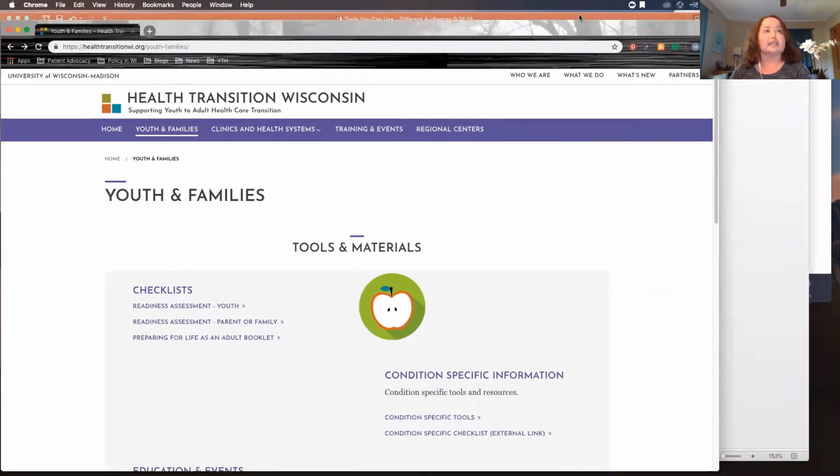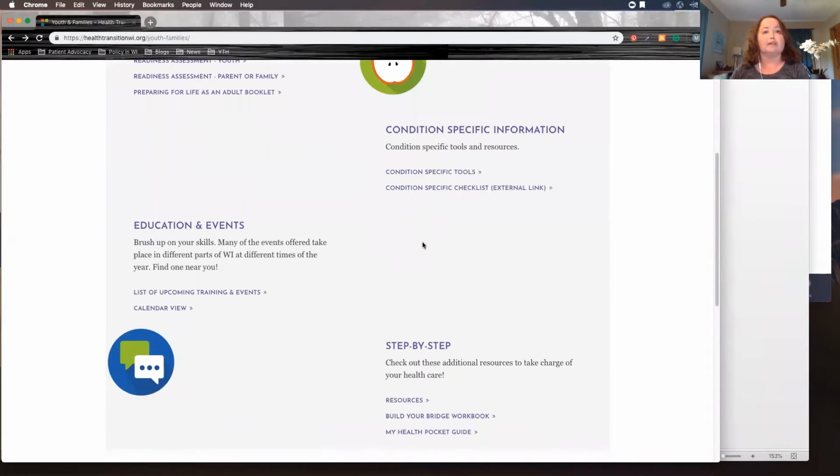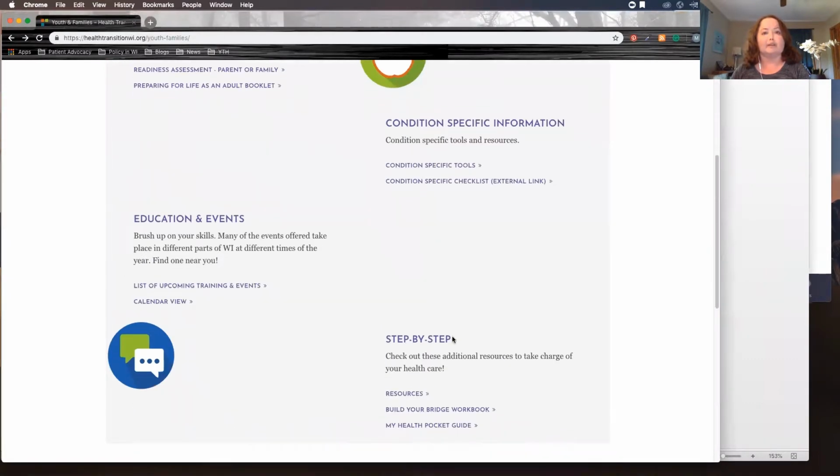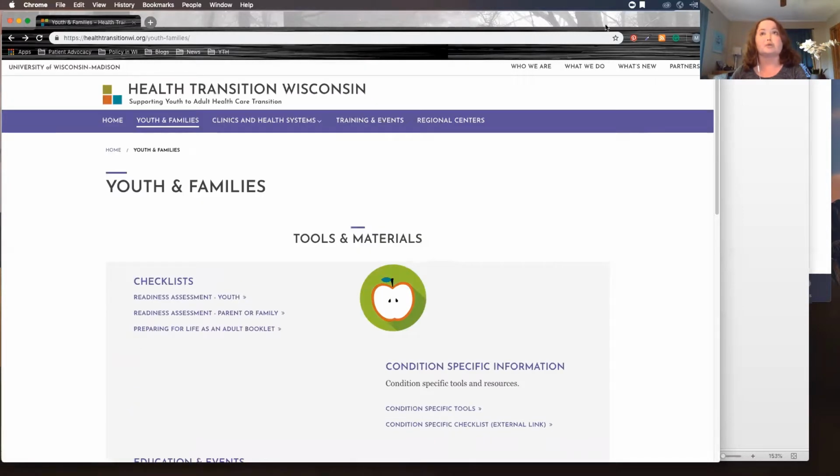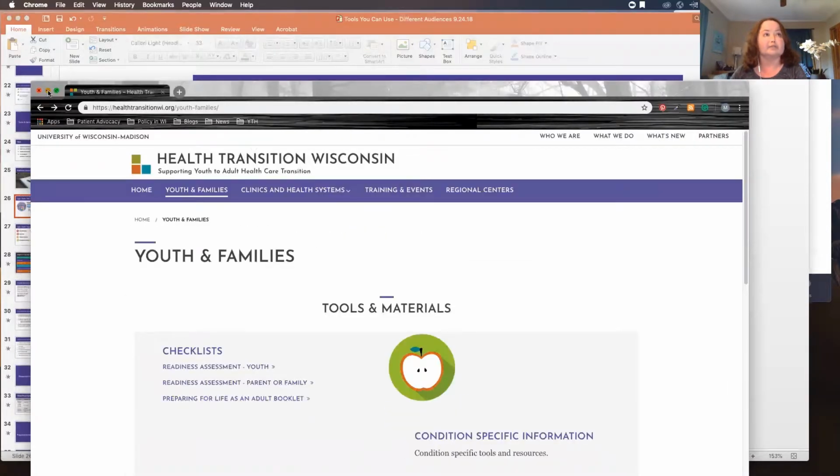And then I mentioned the 8 tools. So if you scroll all the way down to the bottom in this step-by-step area, you'll notice that we have additional resources and the Build Your Bridge workbook. And this is the full workbook that we provide in our Build Your Bridge setting. But we do offer it also in an electronic format. It doesn't have the ability to type in forms yet online, but you do have the ability to access and print that off along with our My Health Pocket Guide. So those are where you can find some of the family resources.